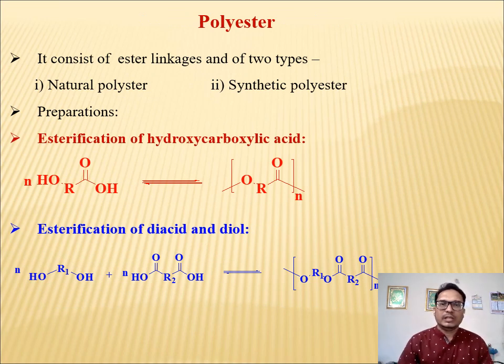The next polymer is polyester, and it consists of ester linkages and is of two types. The first one is natural polyester and the second is synthetic polyester. These polyesters can be prepared in a number of ways. The first method is the esterification of hydroxy carboxylic acids. The second method is esterification of diacid and diol.